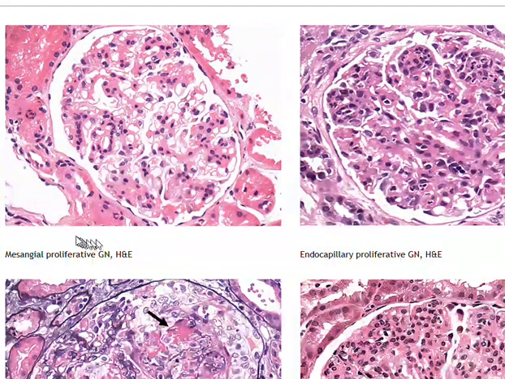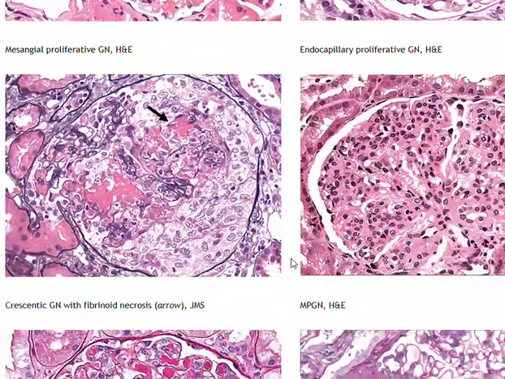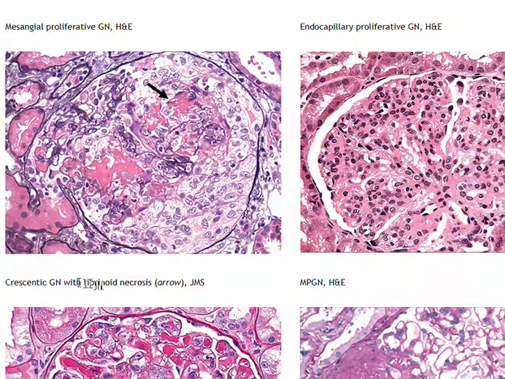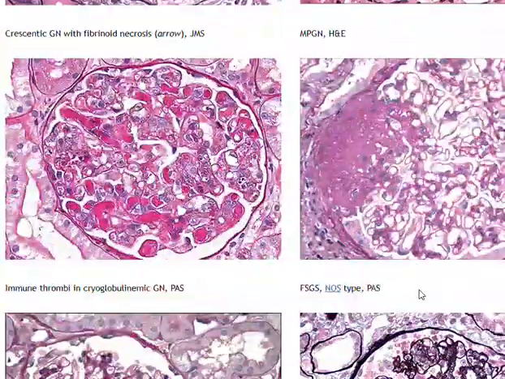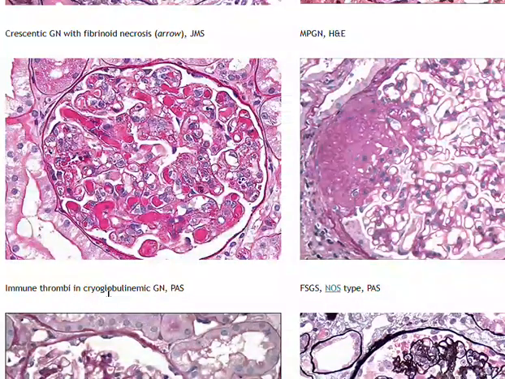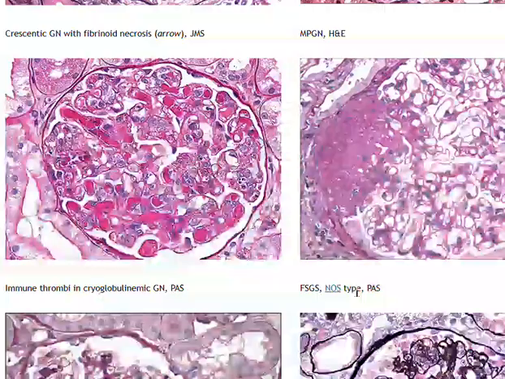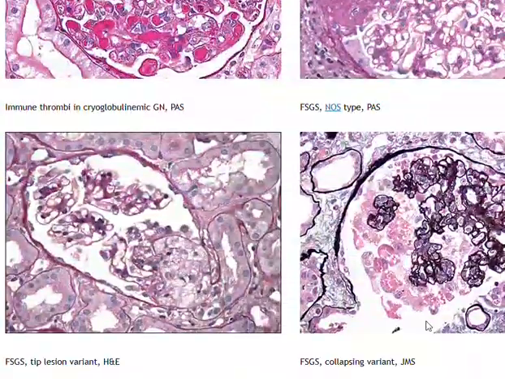These are light microscopy. We see the mesangial proliferative GN on H&E staining. Here we see endocapillary proliferative GN. Here we see the crescentic GN with fibrinoid necrosis. And then this is MPGN. This is immune thrombi in cryoglobulinemic glomerulonephritis, PAS stain.